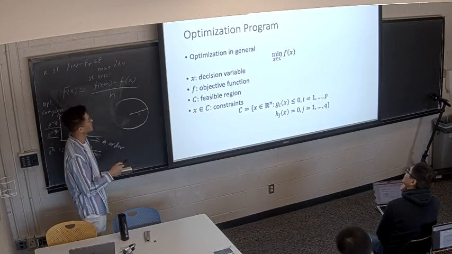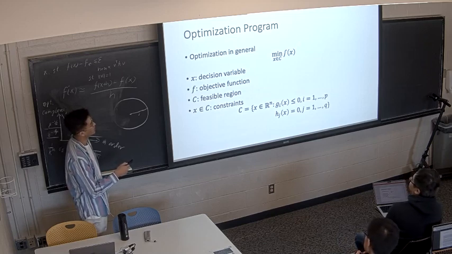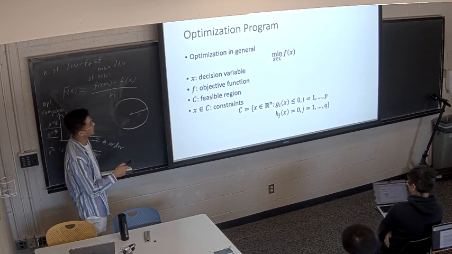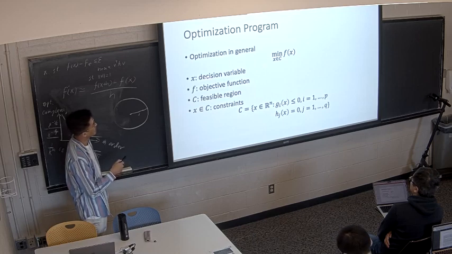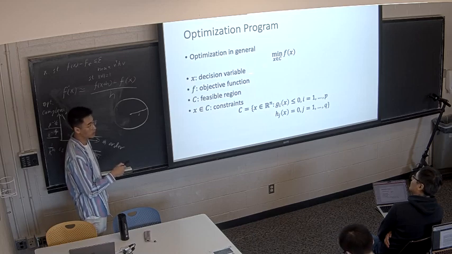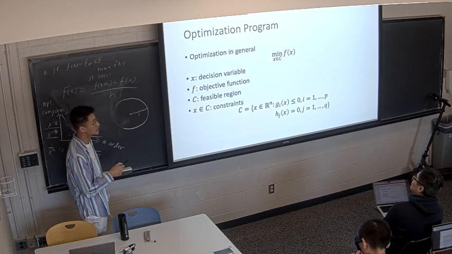This is the optimization program in general. So basically, we want to minimize an objective function f of x with respect to a set C. So x here is called a decision variable. This is where you make your decision. And f is the objective function, which is the one you want to minimize. And C is called the feasible region.